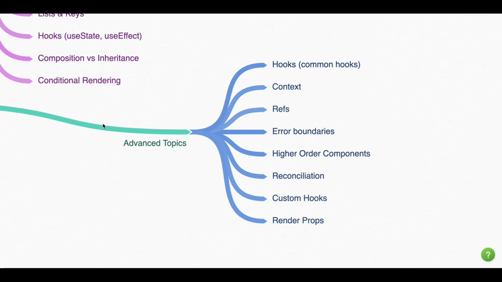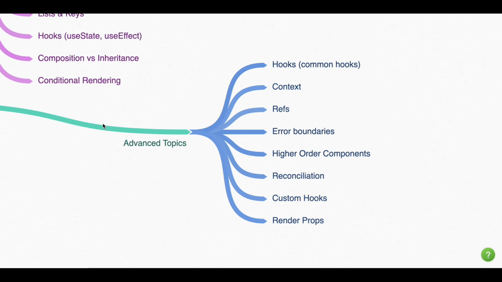The next is refs. If you want to play with the DOM element or access the DOM nodes, you are going to use refs. With the help of refs, you can update your UI at the time of render. The next is error boundaries. Error boundaries will help you to maintain your UI even if you are going through an error. It means that you can handle your error with the help of error boundaries. So it is also a useful concept in React.